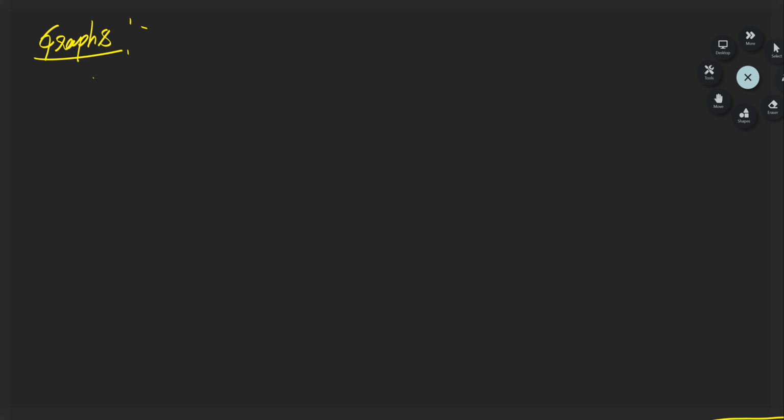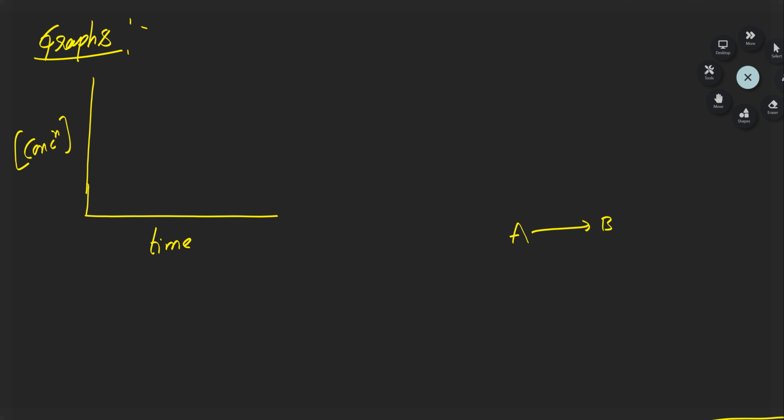So graphs, if you are taking time and concentration. On the y-axis I have taken concentration, on the x-axis I have taken time. When time increases, the rate, for example, A gives rise to B, with time increasing, is the concentration of A going to increase or decrease?